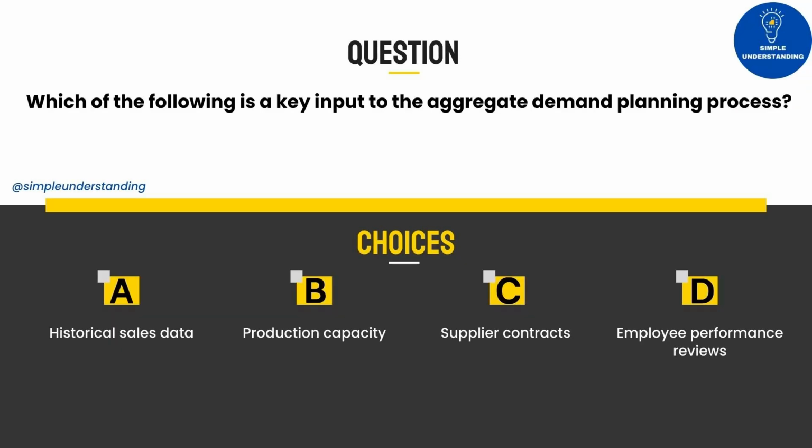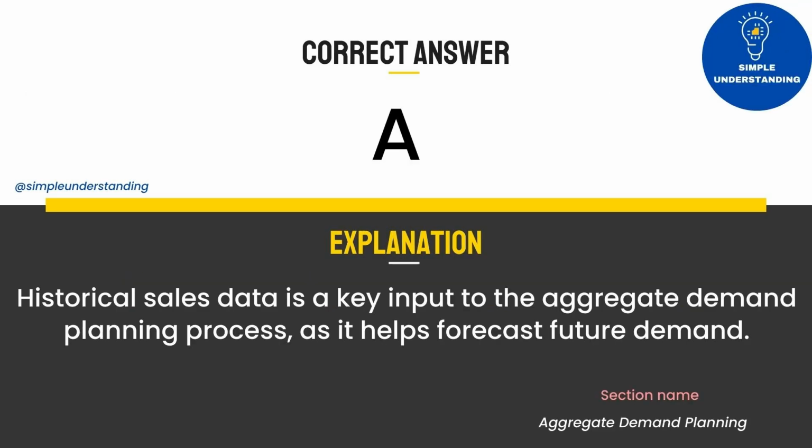2. Which of the following is a key input to the aggregate demand planning process? A. Historical sales data. B. Production capacity. C. Supplier contracts. D. Employee performance reviews. Correct answer: A. Explanation: Historical sales data is a key input to the aggregate demand planning process as it helps forecast future demand.